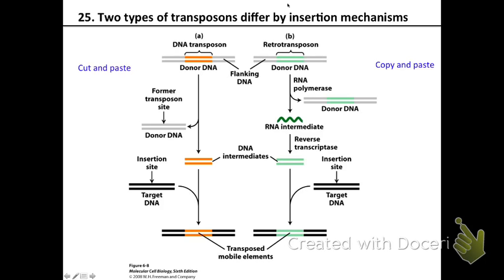Okay? So you can remember these two mechanisms simply by thinking that the DNA transposon mechanism is a cut and paste mechanism, right? And the retrotransposon mechanism is a copy and paste. It copies itself because you have exactly the same DNA in the donor site. It doesn't get lost, right? You make a copy of it in a new target site.